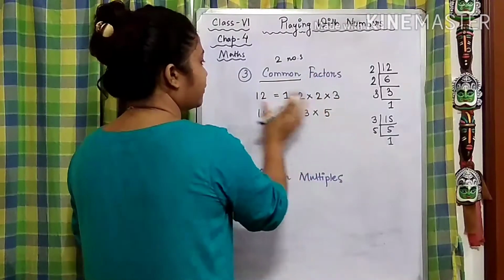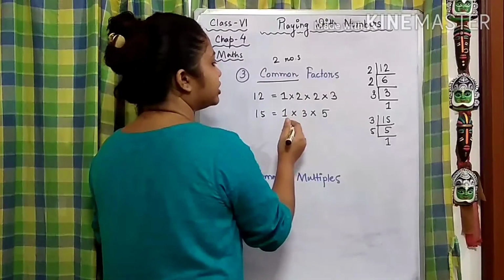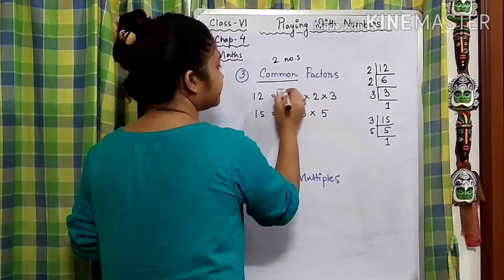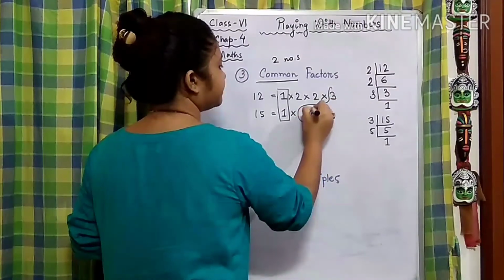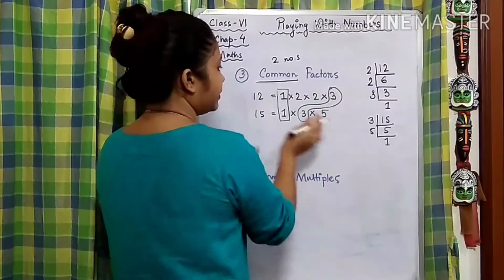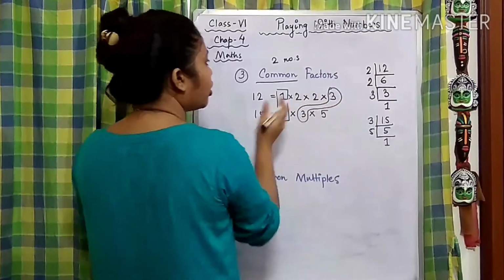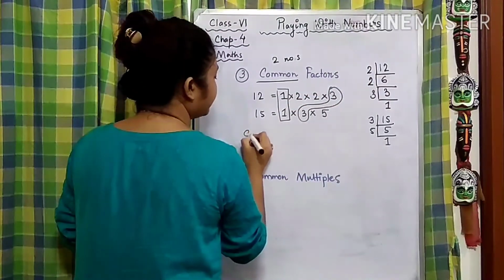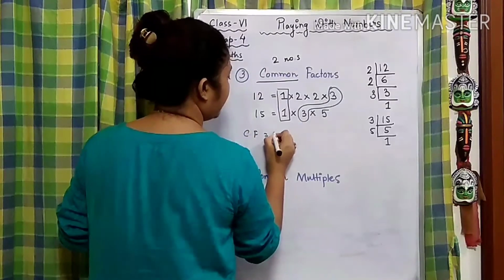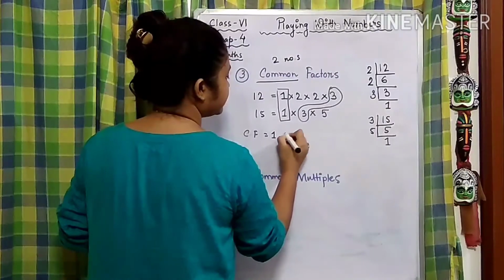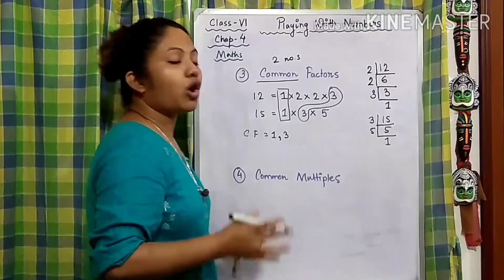What are the factors of 12 and 15? Got it? So what is common between these two? 1 is common, 3 is common. Anything else? There is no 2 and no 5 in both. Got it? So the common factors between 12 and 15 are 1 and 3. Understand?